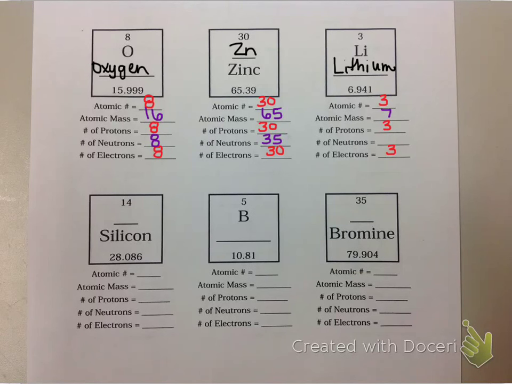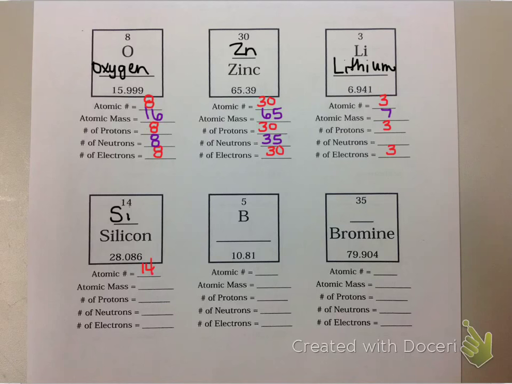Okay, so we're going to finish up the Atomic Math Challenge page. The first three we did in class, so we're going to go ahead and go on to the next three. The first one we have is silicon. The symbol that we need to fill in for silicon is Si. The atomic number for silicon is going to be 14.